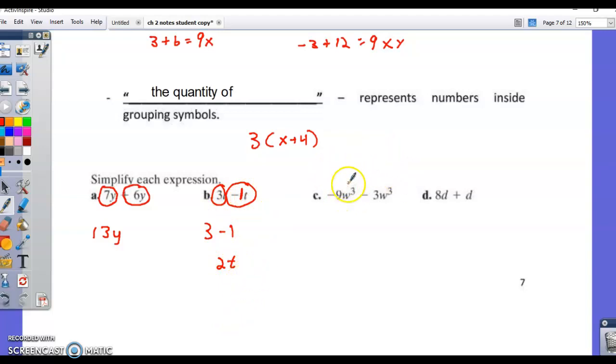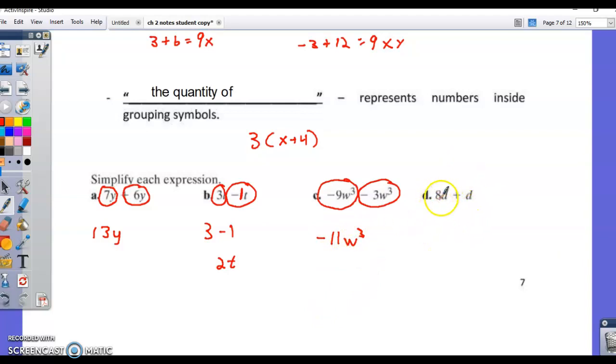All right, over here, again, we have to the third power, so these are still like terms, right? And I look at just the coefficients, negative 9, negative 3. So I'm adding negative 9 plus negative 3, or negative 9 minus 3, however you want to think of it. The signs of the terms are the same, so we add them and keep the common sign, so that would be negative 12, and then keep that w to the third with the problem, right?